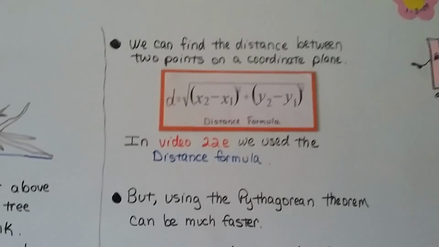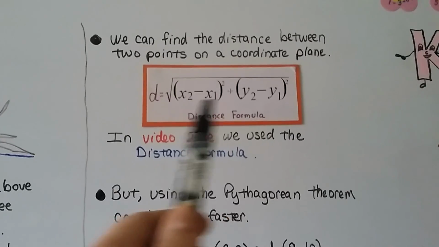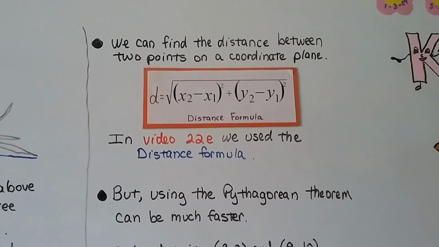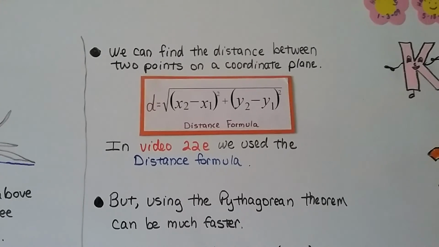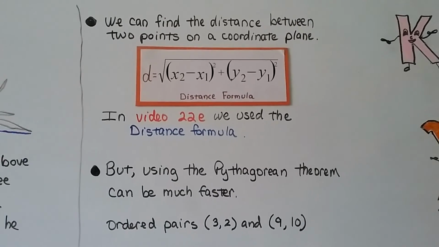All right. Now, we can find the distance between 2 points on a coordinate plane. That's the distance formula. We talked about this in video 22E, and I showed you how to use the distance formula to find the distance between 2 points on a coordinate plane. But using the Pythagorean theorem can be much faster.